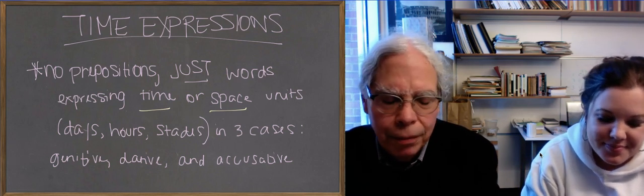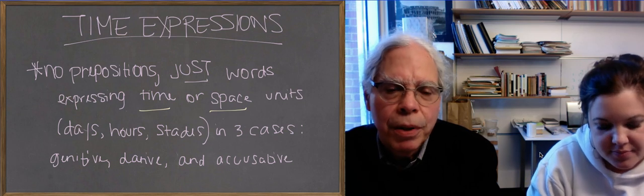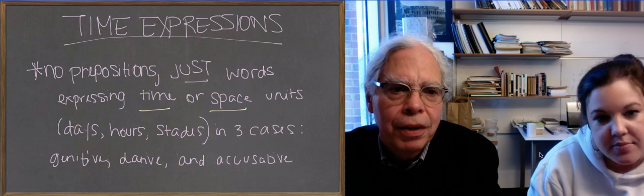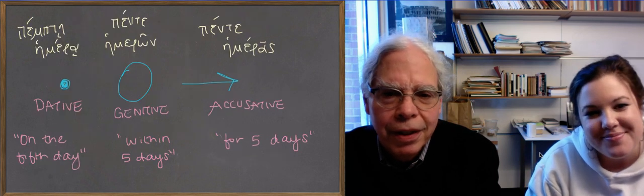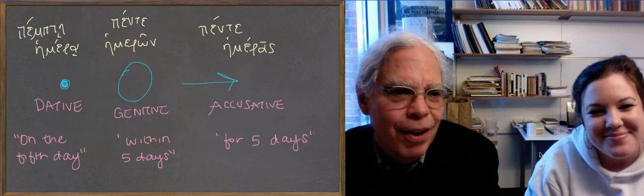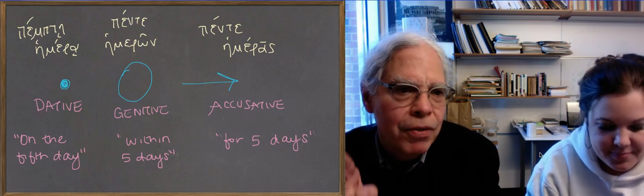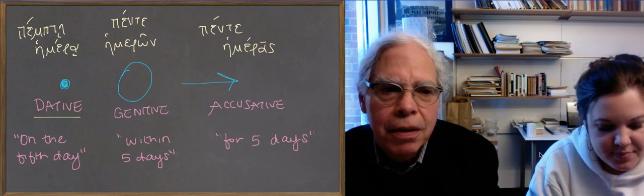So let's look at the 3 expressions. We use the visual from the book, which is quite nice, okay? A dot, a circle, and an arrow. A dot is a point in time, okay? So it's one moment. That's the dative of time, on the 5th day.